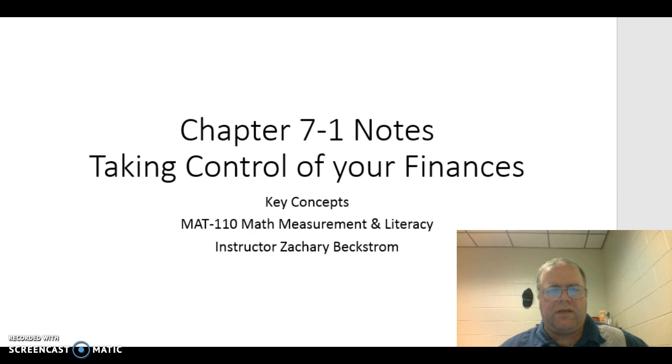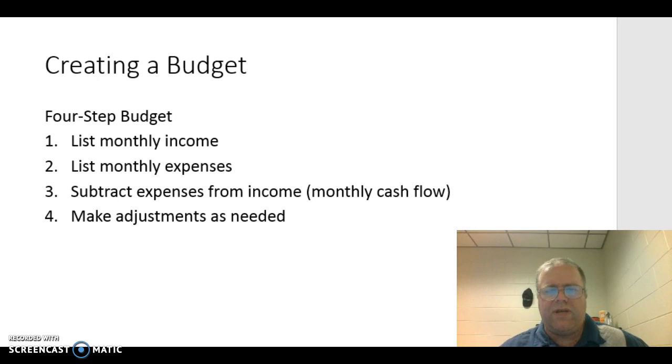Alright, so it goes into creating a budget, which I'm guessing many of you have already done. So let's just go through it, and then we'll look at an example, and then that's it. I got two examples on here. So for creating a budget, we're going to list our monthly income, and then our monthly expenses, and then we're going to subtract our expenses from our income. This is our monthly cash flow, and we make adjustments as needed.